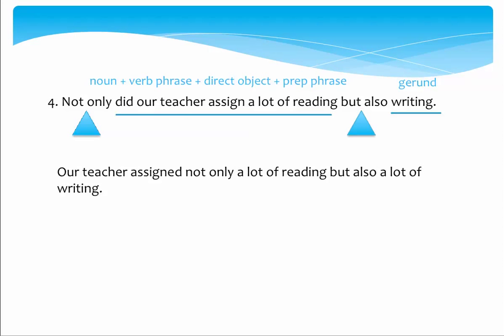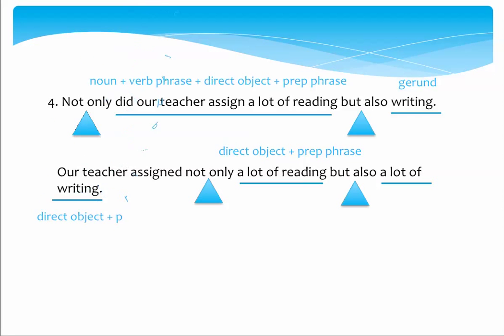So here's a possibility for how to rewrite the sentence. Our teacher assigned not only a lot of reading, but also a lot of writing. It's still not a great sentence. I would probably suggest making this more concise all around by saying, well, I'll show you in a minute. But at least now I have a lot of reading and a lot of writing. But I've got a direct object and a prep phrase, and another direct object and a prep phrase.